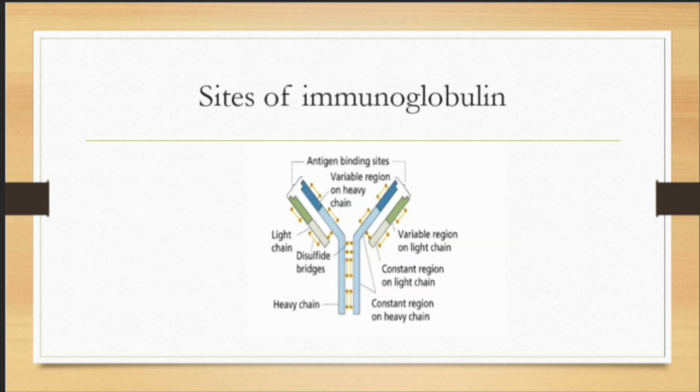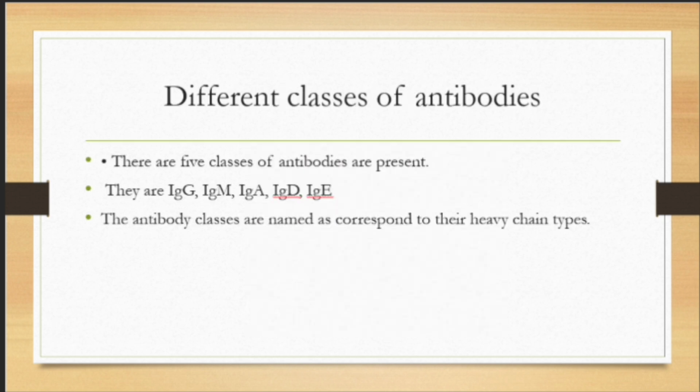This image represents the sites of immunoglobulin. Here you can see the light chain, heavy chain, disulfide bridges, antigen binding sites, variable region on heavy chains, constant region on light chains. Everything you can see in this image.